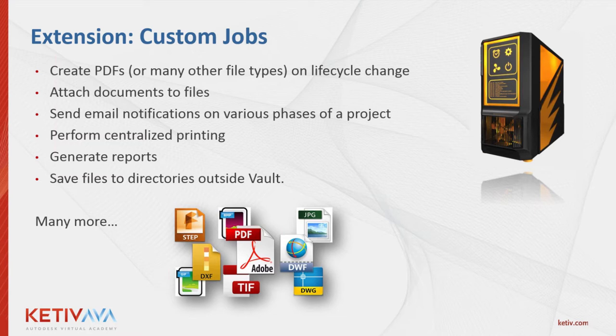We can do centralized printing. So roll up a bunch of files, create a PDF for it, and go ahead and print it out to a printer. We can generate reports. So we're leveraging things that are already existing inside Vault or in other programs, but we're automating it. And we can do it on a schedule. We can do it by triggering life cycles. And then we can save files to other directories.